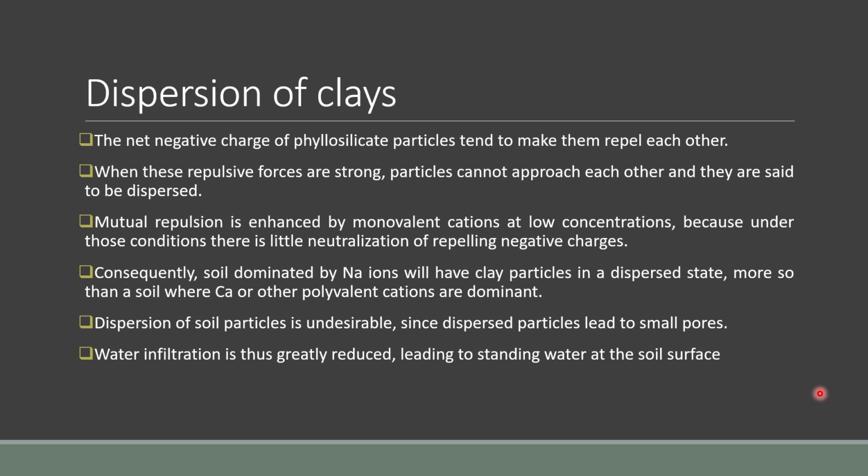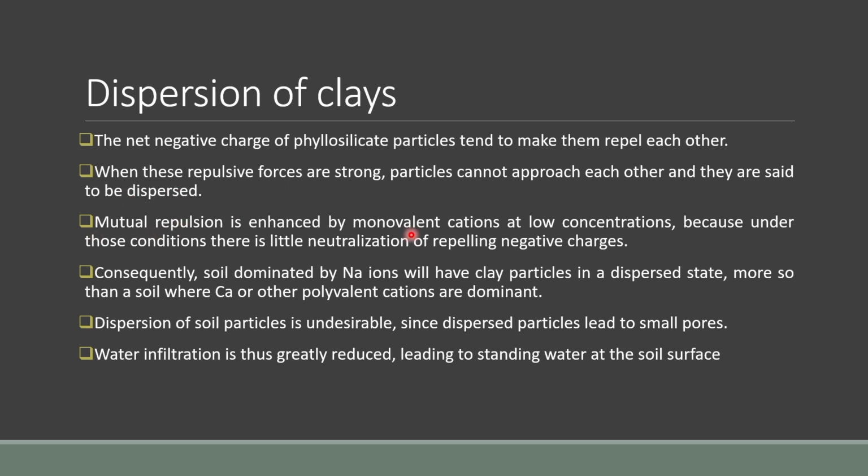Then next is a small portion. It is the dispersion of clay. We know that the presence of calcium in the soil will increase the aggregation or flocculation. The opposite of flocculation is dispersion. The net negative charge of phyllosilicate particles tends to make them repel each other. So this means that clay particles are negatively charged, and when they are negatively charged, they will repel each other. Like charges repel each other, unlike charges attract each other. When these repulsive forces are strong, particles cannot approach each other and they are said to be in a dispersed condition. So when these repulsive forces are very strong, it will remain in the dispersed condition.